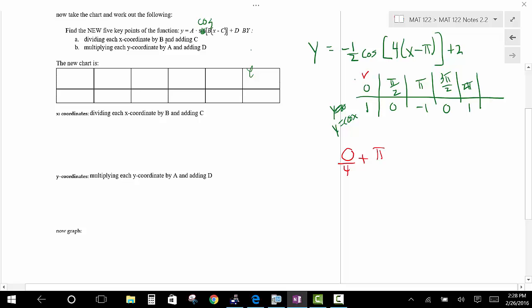That's what they're saying. Divide by b, add c. That's b, that's c. Okay, so that gives pi. So that's the new point. That's where it transforms to. Go to the next one.